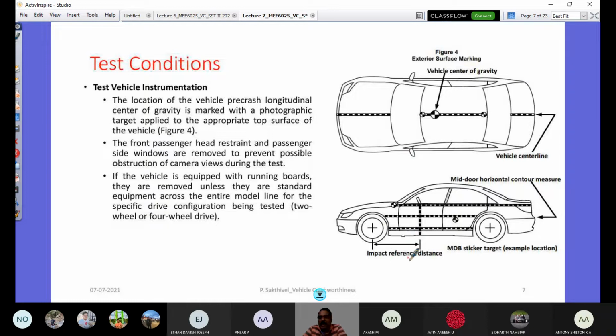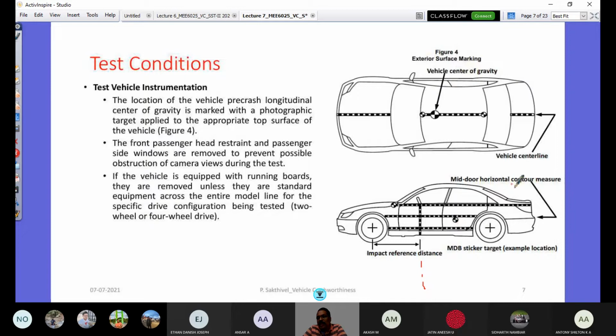So you see this impact reference distance that you understood. So your barrier would have the contact here. This is going to be the flat surface contact. What is this? This is the center line of your MDB, if I extend this. So the MDB striker target, for example, is given here. So what is that striker target? This is the median line. So this is the MDB striker target.